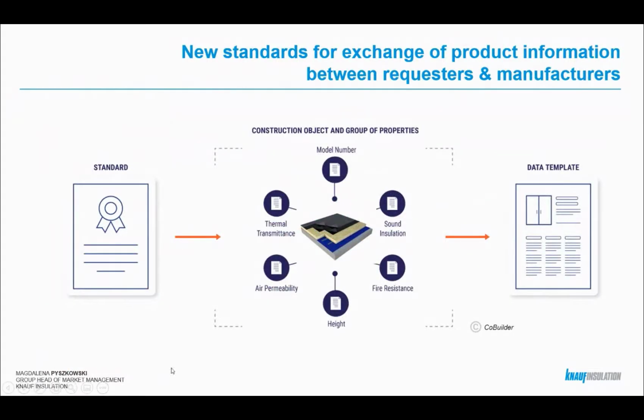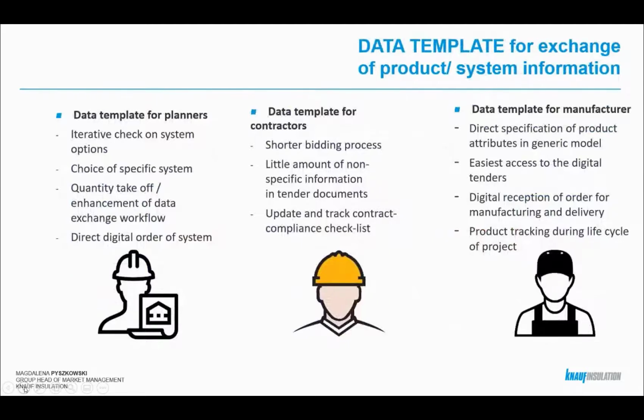So this is a schema from one of our colleagues also working in a digital supply chain environment, that we have standards, we have the properties of the solution or product, and we have the data template, and it is all about how to find the correct data template for the different use cases that we have in the process.